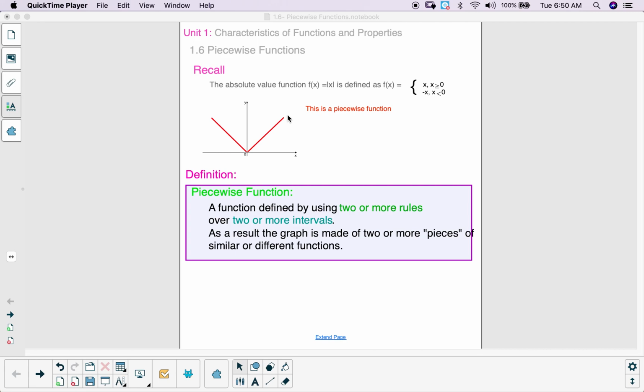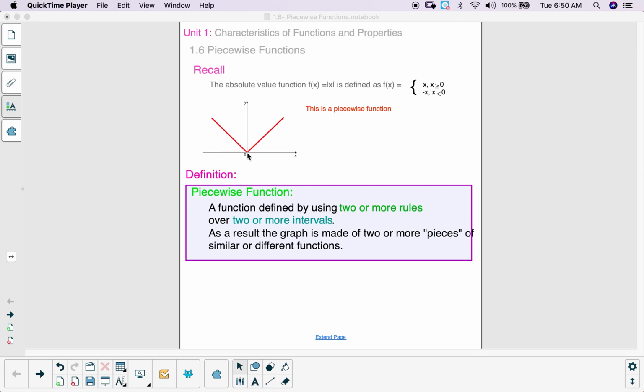So by definition, a piecewise function is a function defined by using two or more rules over two or more intervals. As a result, the graph is made up of two or more pieces of similar or different functions. So going to this example of the absolute value function, which we just looked at, you can see that there are two rules here, and there's two intervals, one for each of those rules. So therefore, you have two pieces of your graph.